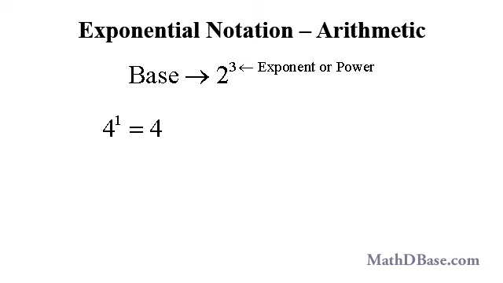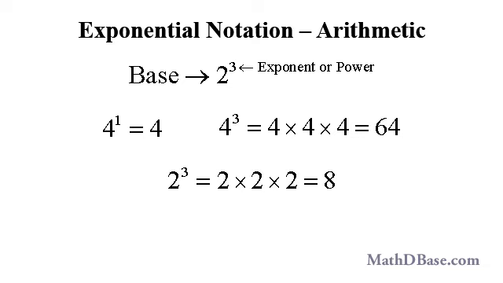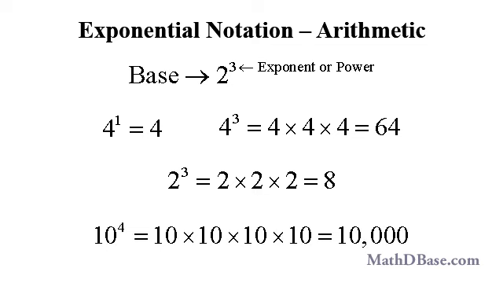So an exponent of 1 means that the base should be written only one time, and an exponent of 3 means that the base should be written 3 times and multiplied. 2 cubed is the same as 2 times 2 times 2, which equals 8. Similarly, 10 to the 4th is equal to 10 times 10 times 10 times 10, and is equal to 10,000. Sometimes the exponent of a number is referred to as its power, so 10 to the 4th might also be called 10 to the 4th power.